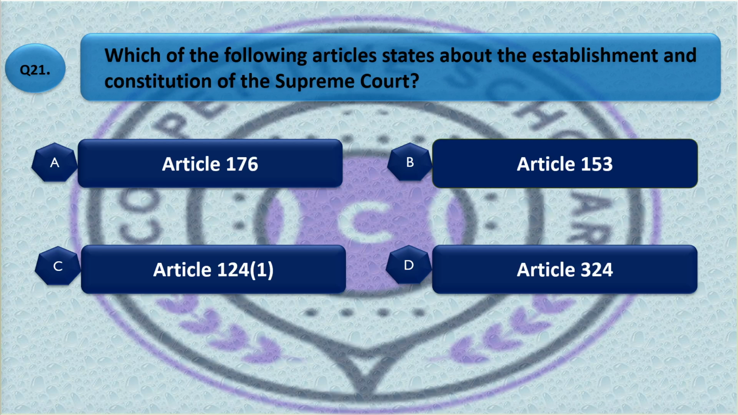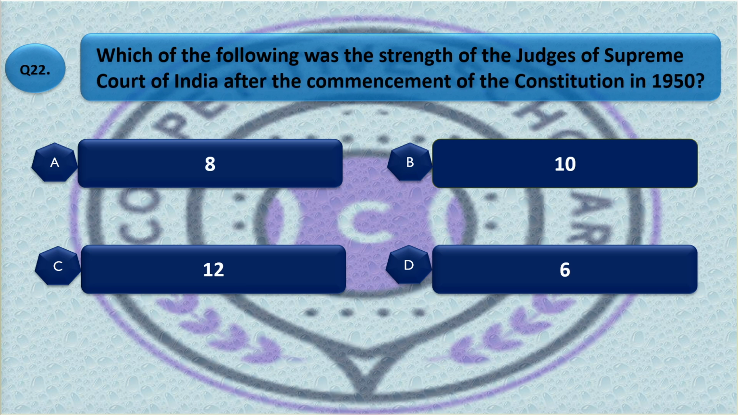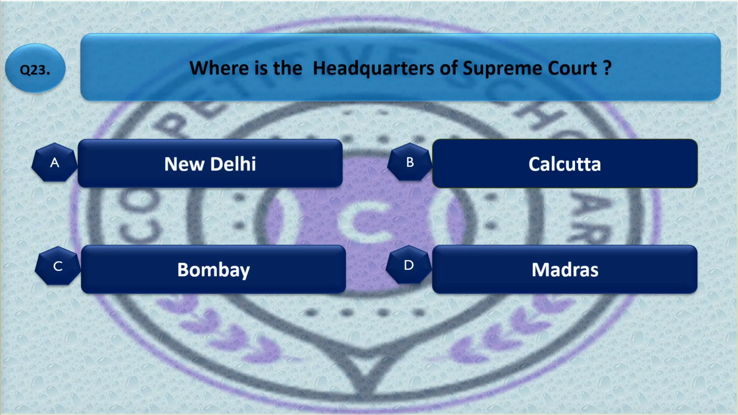Question number 21. Which of the following articles states about the establishment and constitution of the Supreme Court? Option A, Article 176, Article 153, Article 124(1), Article 324. Answer is C. Which of the following was the strength of the judges of Supreme Court of India after the commencement of the Constitution in 1950? 8, 10, 12, 6. Answer is 1, that is 8.